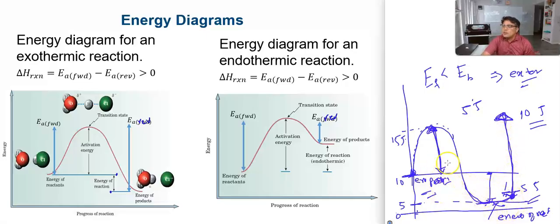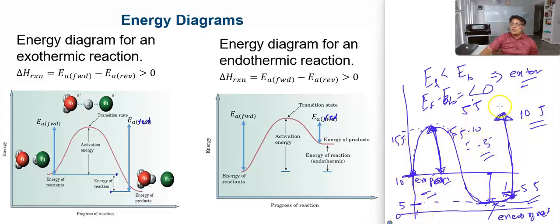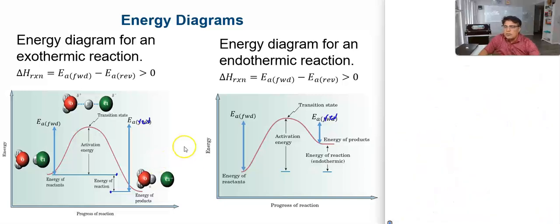So in that situation, forward minus backward will be negative, right? So this is that much and forward is that much. Forward is 15 minus 10 is 5 and backward is 15 minus 5, which is 10. 5 minus 10 is negative 5. So its sign is negative. So this is said to be the exothermic reaction.